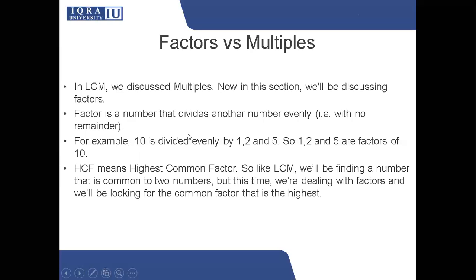A factor is a number that divides another number evenly. For example, 10 is divided evenly by 1, 2, and 5. And so 1, 2, and 5 are the factors of 10. If I take the number 10 and divide it by the number 1, I'll get a whole number. If I divide 10 by the number 2, I'll get the number 5, right? So all those numbers that divide 10 evenly are called the factors of 10.